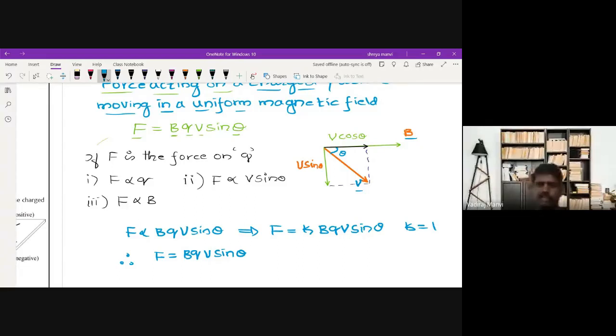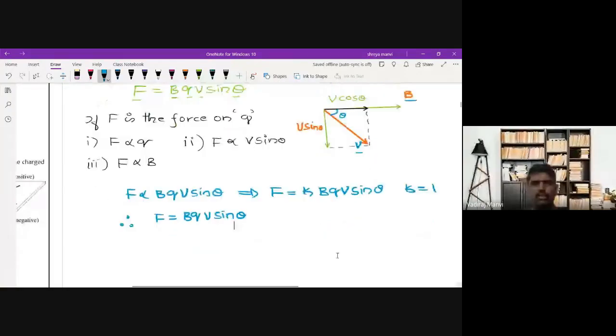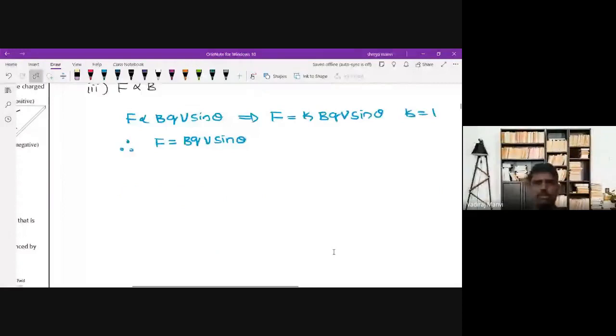Clear? Fine. So, I know what is the magnitude of force. It is given by BQV sin theta. Now, I want to know when it will experience maximum force and minimum. 2 marks question, important. Obviously, force on the charged particle is maximum when theta is 90. That is, the charged particle should move perpendicular to the magnetic field, because sin 90 is 1.